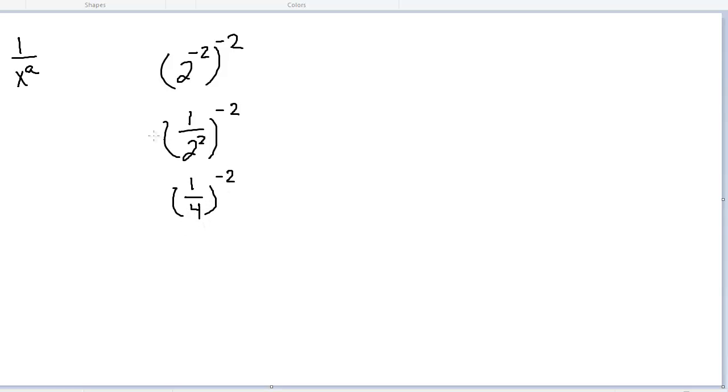Then from there it would be 1 quarter to the negative 2. Again, this kind of messes people up when they have fractional things like that. But really, what this is is 4 over 1 squared, and basically this would turn into 16.